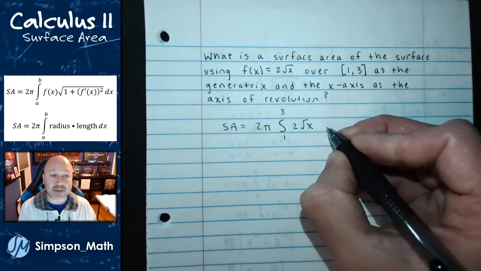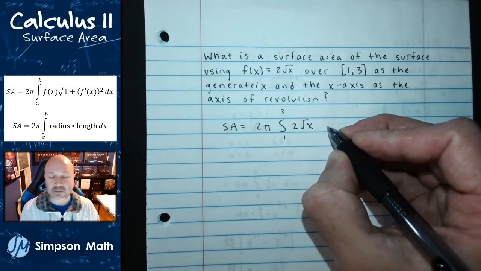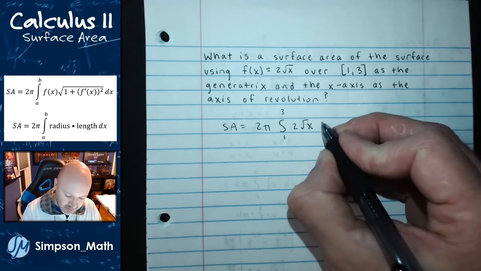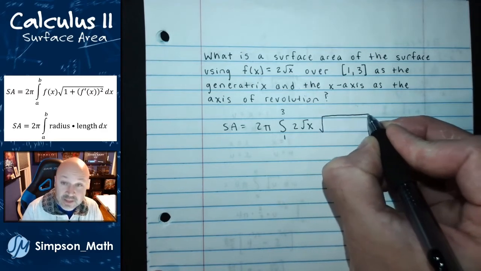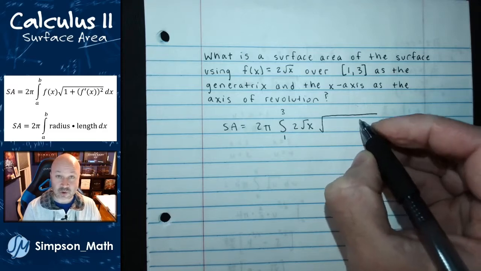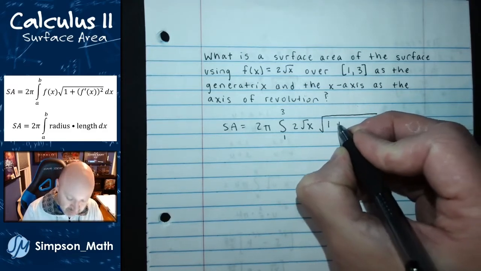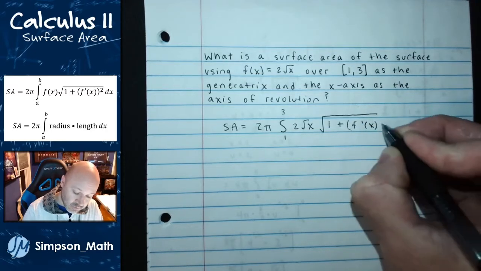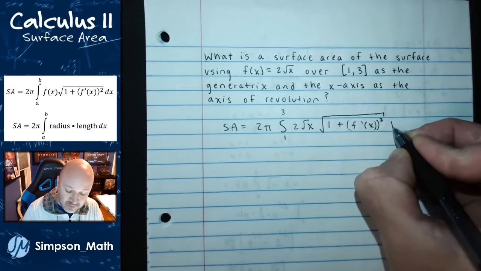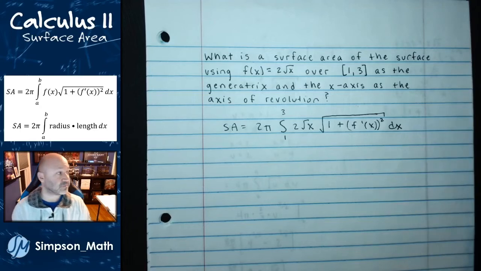And I still need to multiply that by the length, or the arc length. Maybe I'll call that L. Now I'll just go back into the formula. The arc length formula says it's the square root of 1 plus the derivative of f squared, and we are doing this with respect to x.